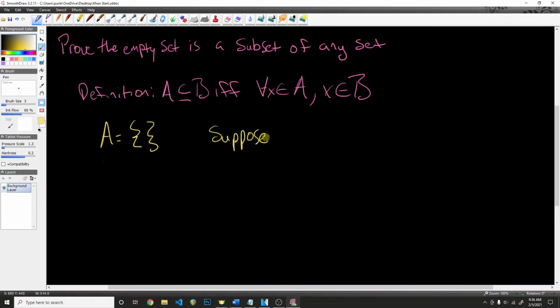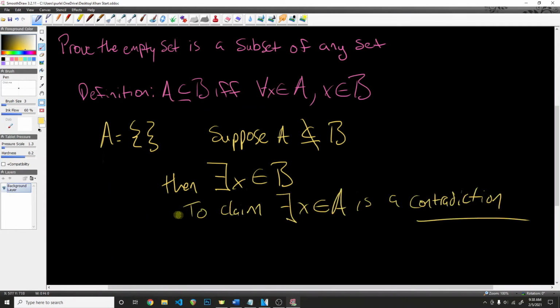Now we're going to do a proof by contradiction, so we want to take the opposite of what we're claiming. Suppose that A is not a subset of B. By definition, that means that there exists some element X which is not a member of B, which means there's something in A that is not in B. To claim that there even exists an element at all in A is a contradiction. To claim that there's anything inside of the empty set, it can no longer be the empty set. Thus, A is in fact a subset of B.